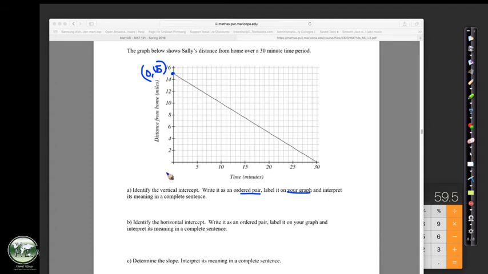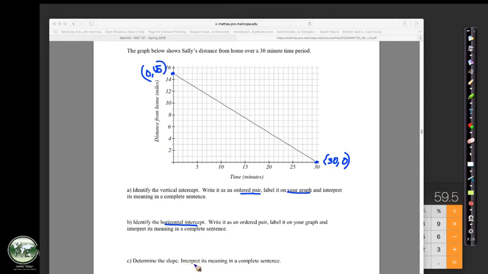Okay, good. Identify the horizontal intercept. And again, the horizontal is laying down. So here's this one, and what would we call this point? Home, because 30 comma 0, the y is 0, so we're at home. Good. What does the 30 represent? Minutes. So it took her 30 minutes to get home. She went 15 miles in 30 minutes. We'll calculate her rate of speed, and we'll see, she probably was not walking. Okay. Is it an ordered pair, labeled on the graph?